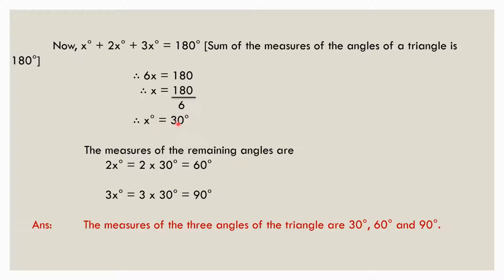The measures of the remaining angles are: 2x degrees is equal to 2 into 30, which is equal to 60 degrees, and 3x degrees is equal to 3 into 30 degrees, which is equal to 90 degrees. Therefore, the measures of the three angles of the triangle are 30 degrees, 60 degrees and 90 degrees.